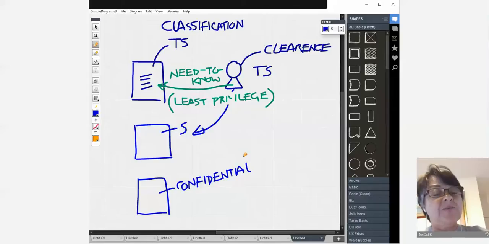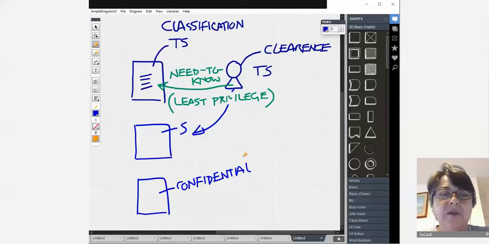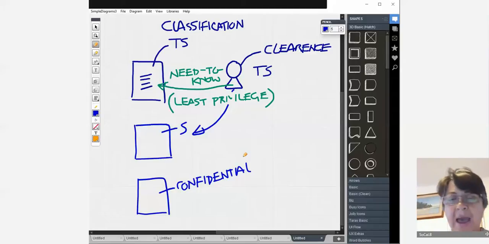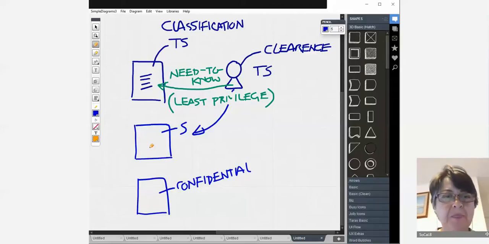So here it is. Confidential, just to remember, it's not a classification. So if somebody says it's classified confidential, it's not. Top secret, secret, SCI, they're classifications, but confidential is not. Okay, then going back to the slide.